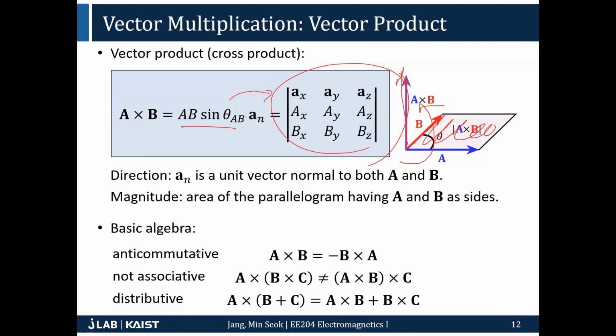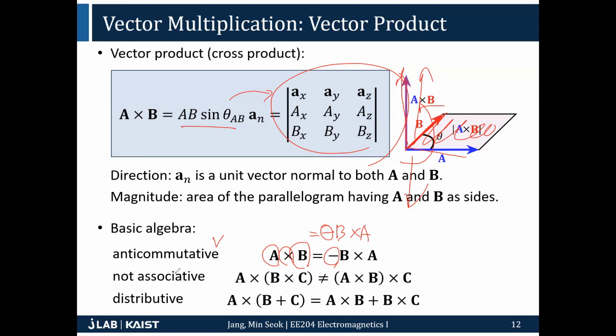And then basic algebra is a bit different here. First of all, A cross B is not B cross A. You have a minus sign here, right? This is the anti-commutative relation. And why? Well, because of direction. As I said, for A cross B you apply the right-hand rule, so the direction becomes upward. But if you do B cross A, of course, it's opposite. So the magnitude is the same, but the direction becomes opposite.